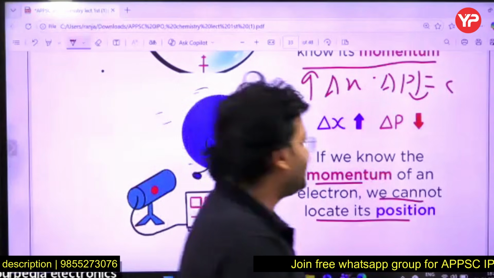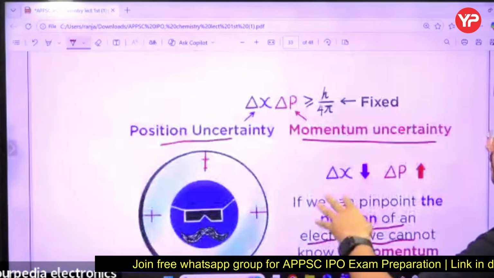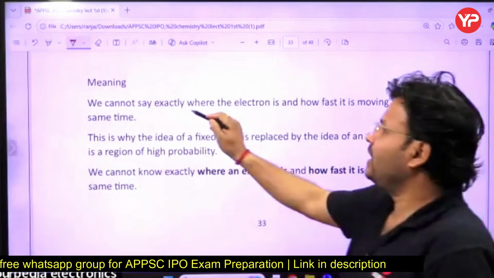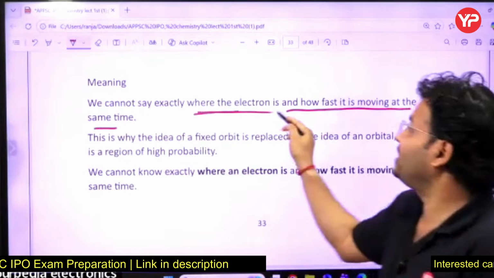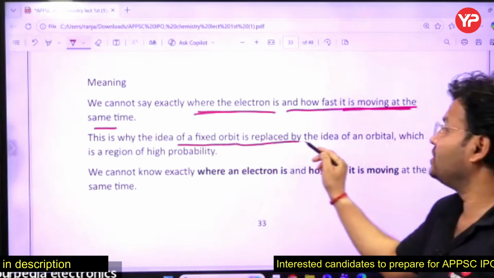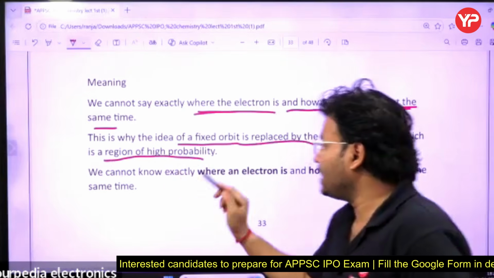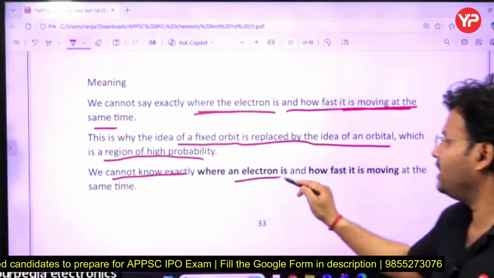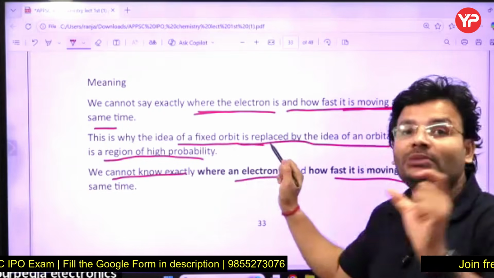Heisenberg uncertainty principle. Clear? Here we can see simple things, and sometimes it is said that simple things are always complicated. You cannot say exactly where the electron is and how fast it is moving at the same time. That is why the idea of a fixed orbit is replaced by the idea of an orbital, the region of high probability.